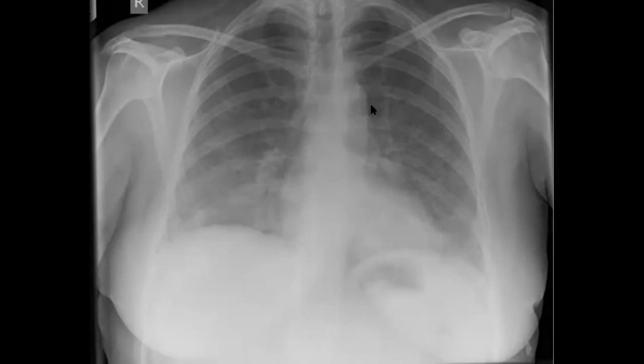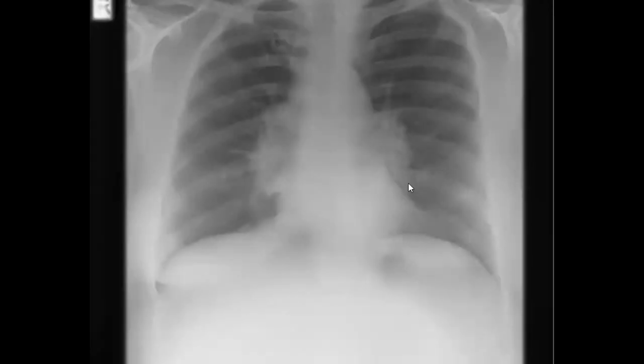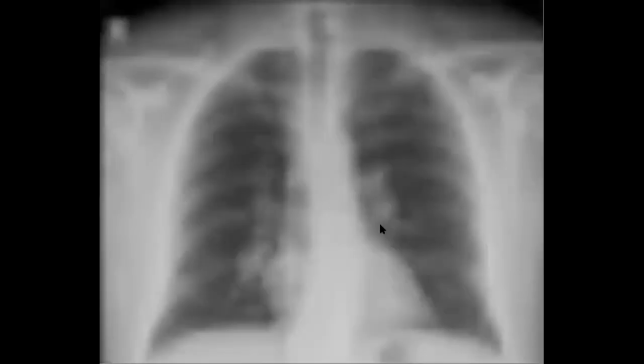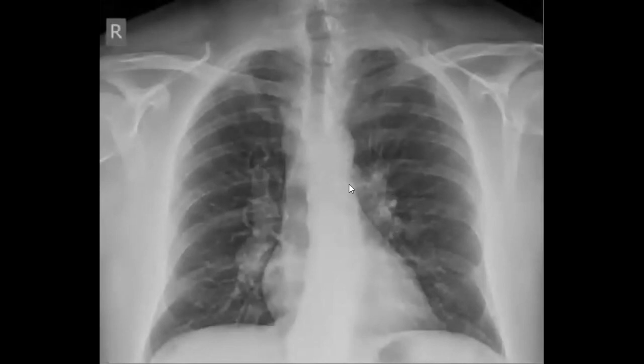There are bilateral airspace opacities. Yes. Alveolar airspace opacities. Yes. This may be more typical for sarcoidosis. Bilateral hilar, and maybe paratracheal. Maybe in this one it is also more obvious that there are enlarged lymph nodes with fullness of the angles of the mediastinum.